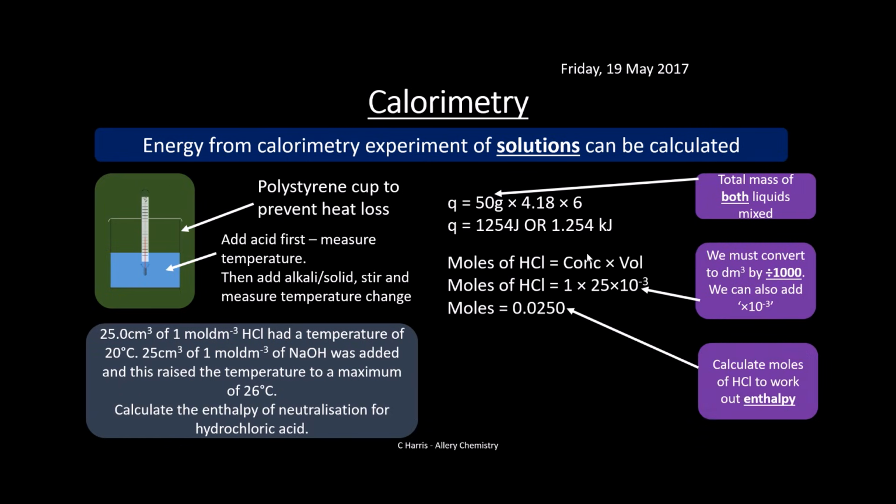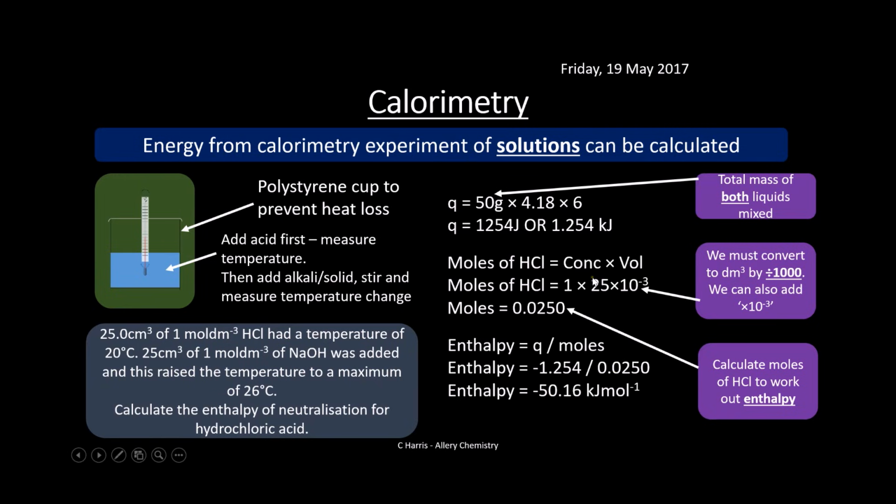So the moles of HCl is just concentration times volume. The concentration is 1, because it's 1 mol/dm³, times by 25, times by 10 to the minus 3. Remember, the volume is 25 cm³, but we have to divide by 1,000 to get it into dm³, so we put the times 10 to the minus 3 on to do that. The number of moles is 0.0250. That's what we've just worked out.